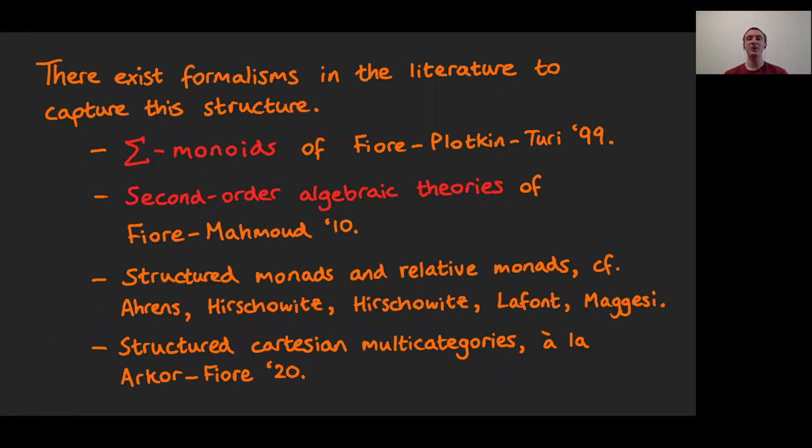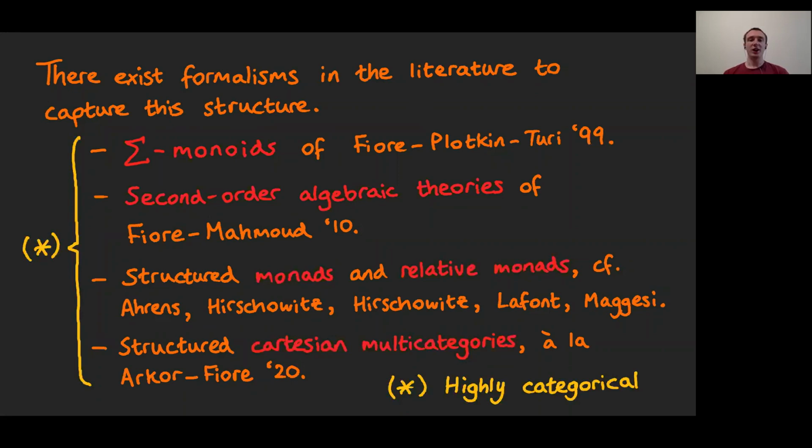And in fact, there are many formalisms in the literature already that capture this structure. So originally, in 1999, Fiori, Plotkin, and Turi introduced sigma monoids to capture algebraic structure with variable binding operations. In their case, they were looking at the single sorted case, but it was later extended to the multi-sorted or type setting. And then there are other formalisms like second order algebraic theories, which are an extension of Lawvere theories from categorical algebra. And then various people have studied structured notions of concepts from category theory, like monads and relative monads, and Cartesian multicategories. And there are several papers in this vein too.